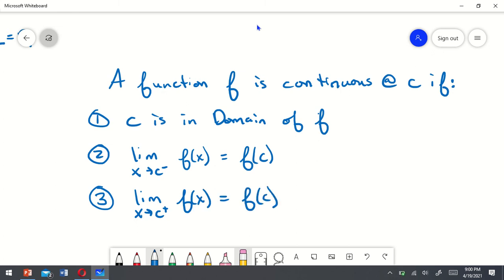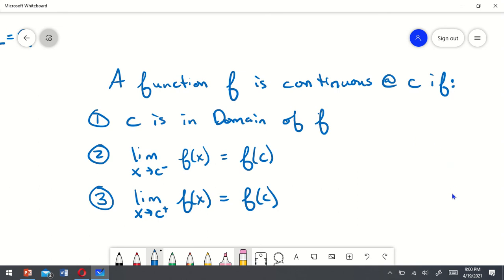If all three of these things are true, then we can say f is continuous at c. A simpler way to write this is just to say that the limit, the two-sided limit, is equal to the output of plugging in c. So it can be written either way, and you will see that in our textbook and in our notes.